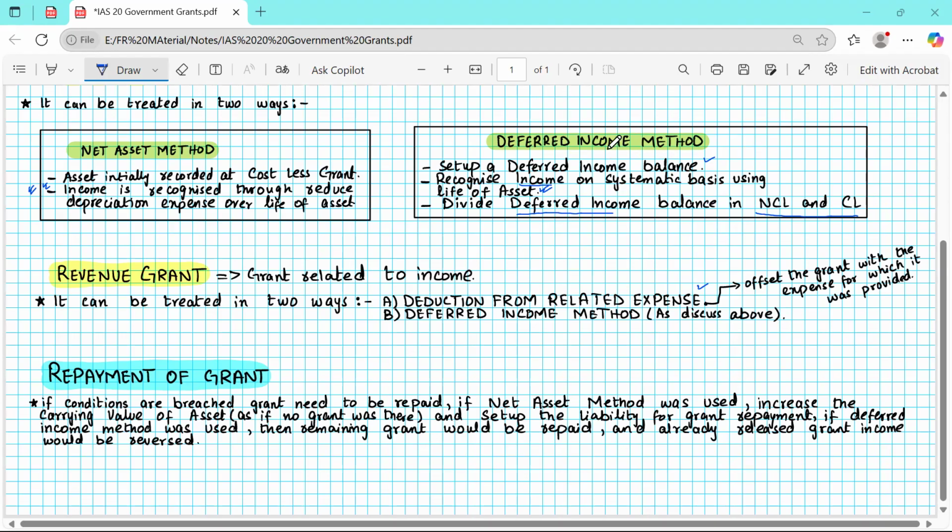Very important point. Now, if you are unable to meet the conditions of the government, you have to repay the grant. And if you were using the net asset method to record the grant, then you will increase the value of the asset, as if there was no grant. If no grant was there, what would the value of the asset have been? You need to make the adjustment like that. Okay, and you need to set up the liability for grant repayment. Now let's understand this first, and then we will go to the deferred income method.